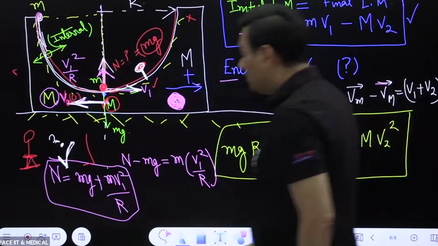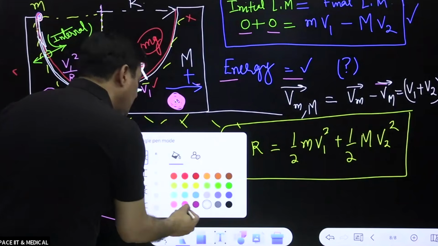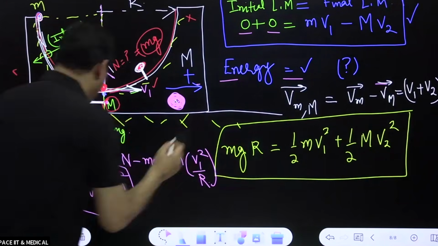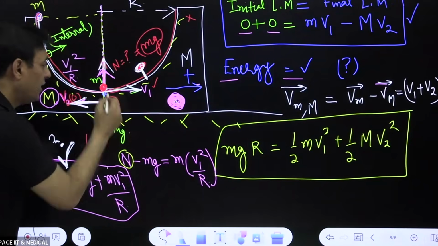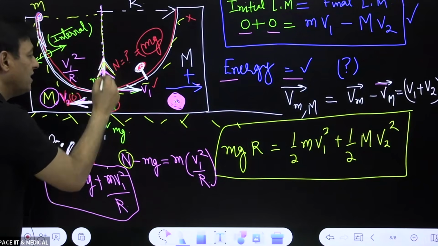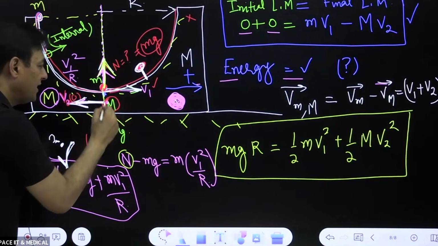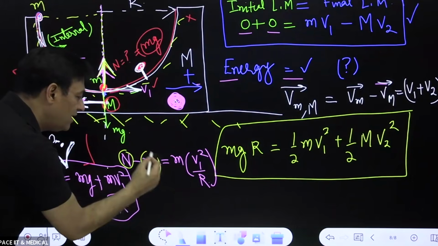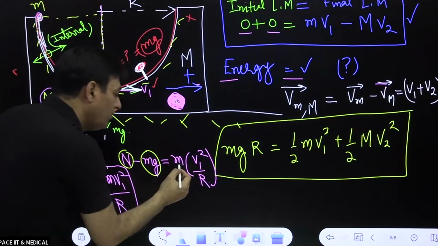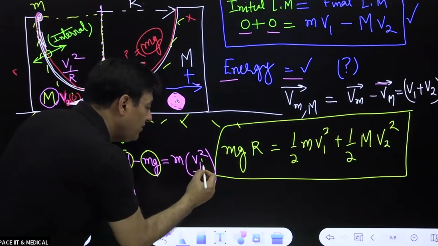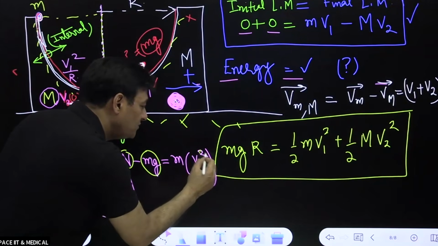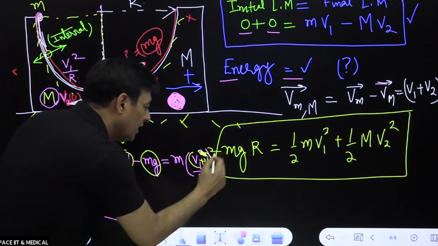Now the velocity you will take will be this, and your equation will become N. Free body diagram is again having N acting upwards, mg acting downwards. N minus mg is equal to mass into v squared by r. Velocity will be what? V1 plus V2, whole square, by r.